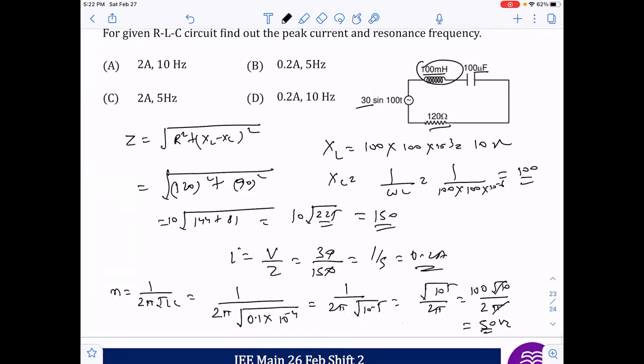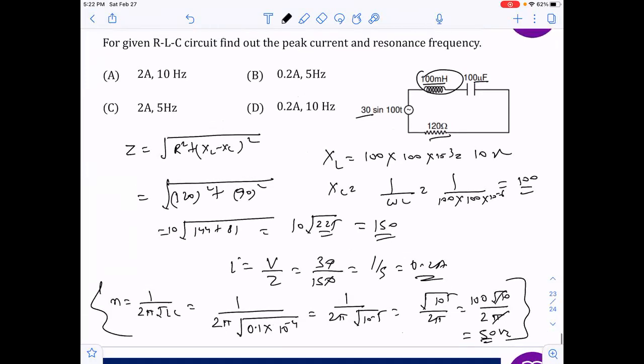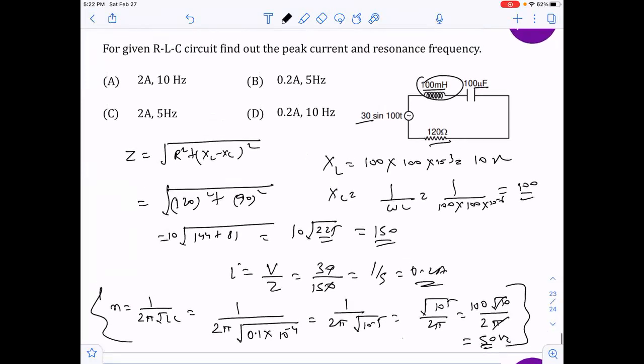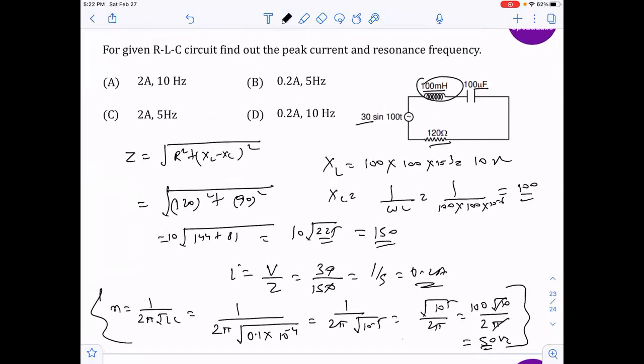You have to check the solution, but the discussion is like this only. Maybe there is some calculation mistake, as these are memory based answers. Maybe I am wrong. 2 pi under LC, I think. L is 100 milli, C is 10 to the power minus 4, so 10 to the power minus 5, 10 to the power 5 upside, root 10 is 5.